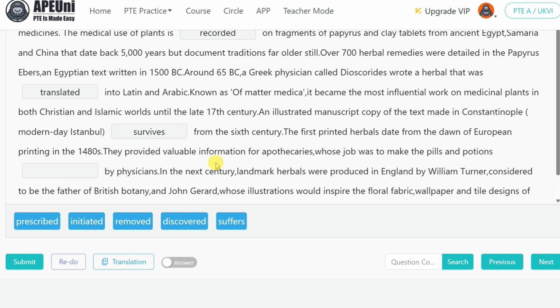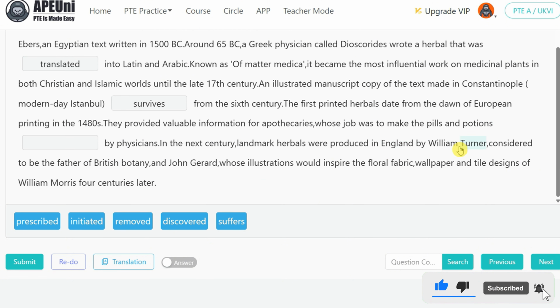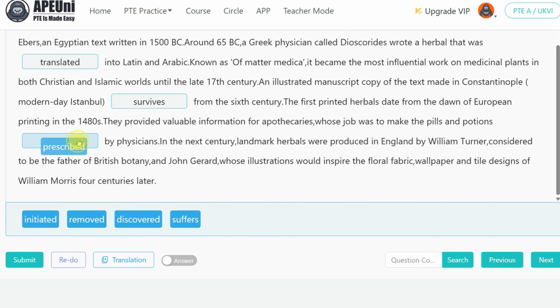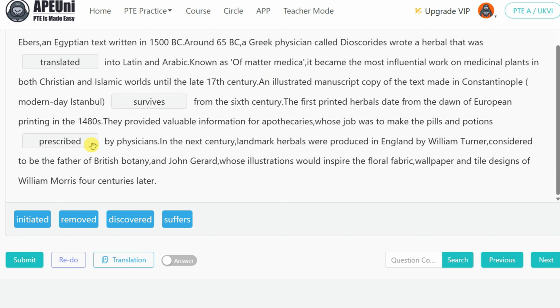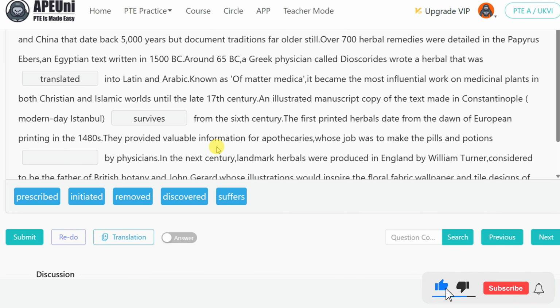Okay, let's move to the fourth blank. The pills and potions dash by physicians. So pills and potions. Let's see which option is correct. Prescribed is the right option. Why is prescribed the right option? Because physicians recommend medications. Let's move to the next one.